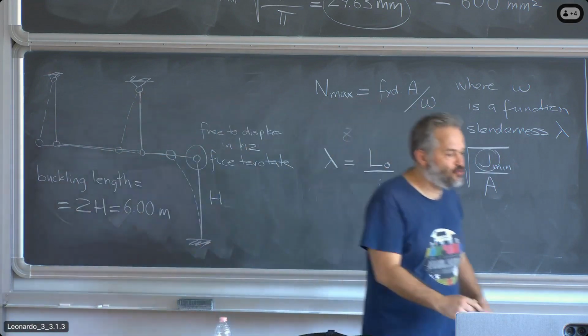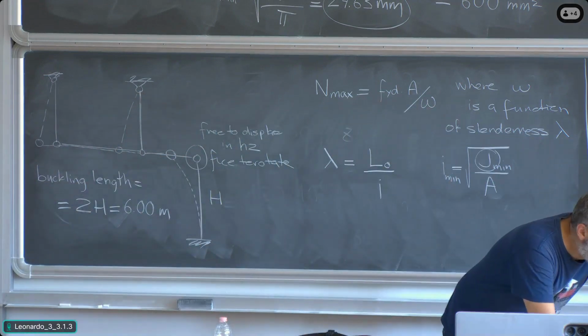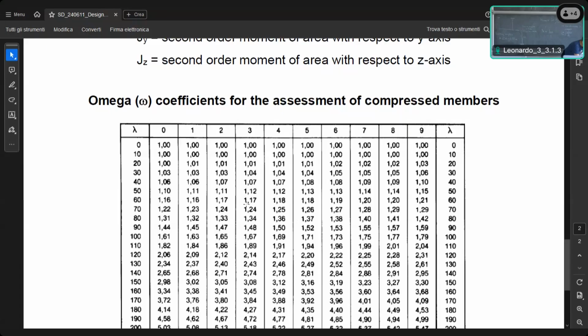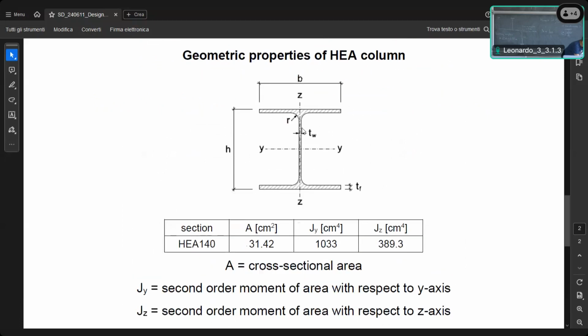Quickly back again to sharing my screen. So if these are the geometric properties, what value am I taking? I'm taking this one, the lower one, which is called Jz, for bending about the weak axis, as we said during class. And here is the area. So remember the value, 389.3, and the area is 31.42.